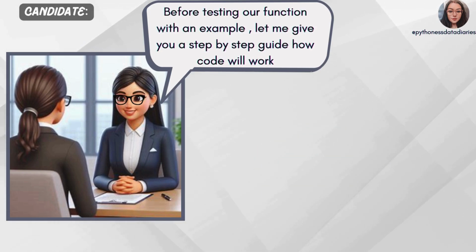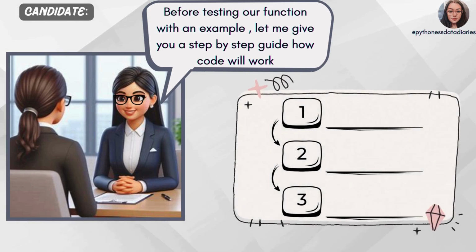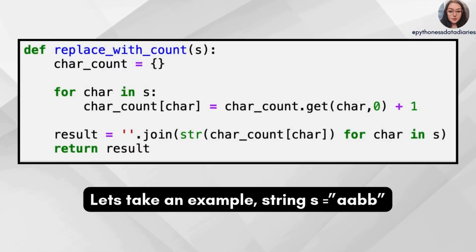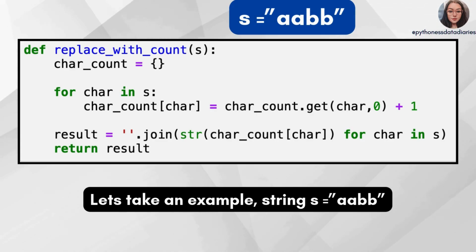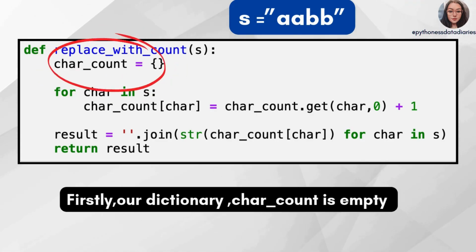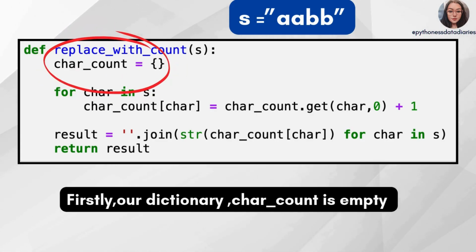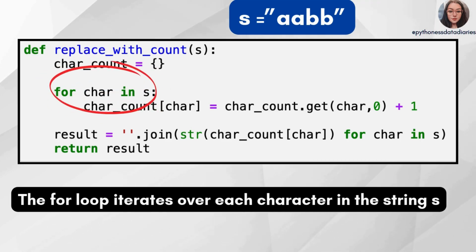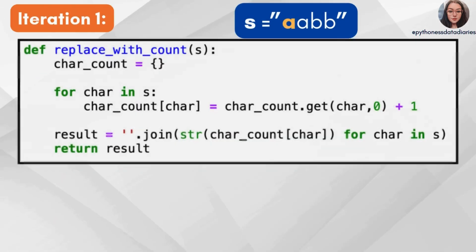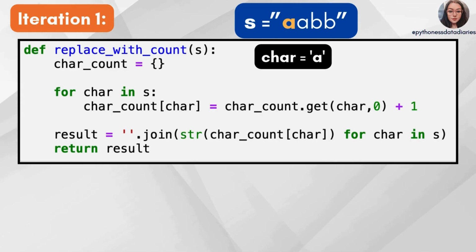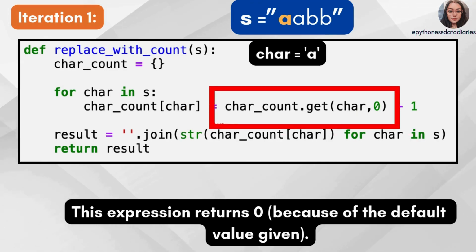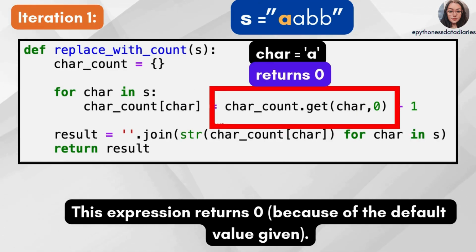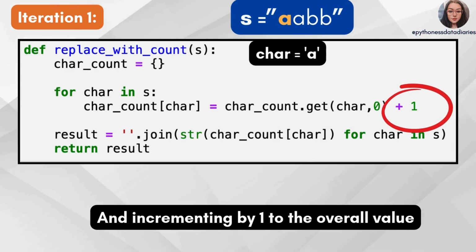Before testing our function with an example, let me give you a step-by-step guide how the code will work. Let's take an example, string s equals AABB. Firstly, our dictionary char_count is empty. The for loop iterates over each character in the string s. Iteration 1, char is equal to a. This expression returns 0 because of the default value given. And increment by 1 to the overall value.